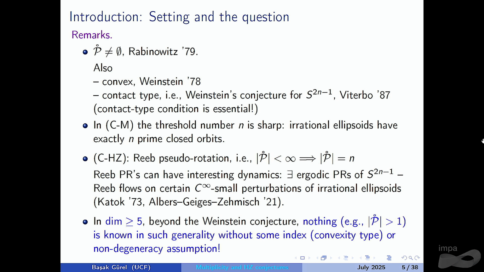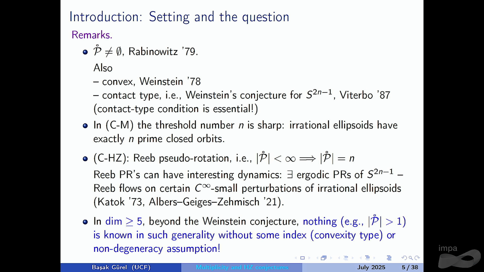With this in mind, we can also turn this into a statement about Reeb pseudorotations. A Reeb pseudorotation, for this talk and this work, means a Reeb flow that has just finitely many prime, uniterated closed orbits. Then one can state the Reeb Hofer-Zehnder conjecture as: if this number is finite, then the number is precisely n.